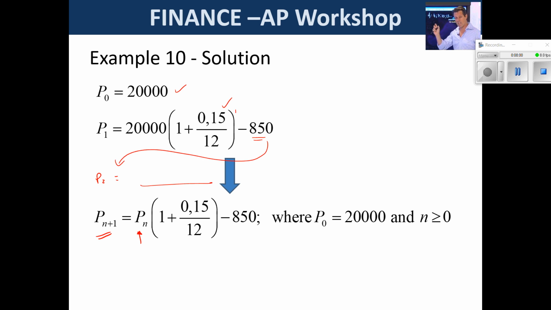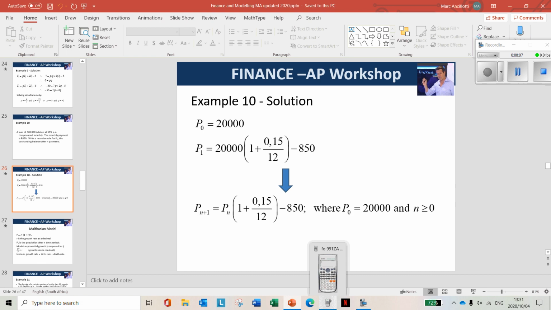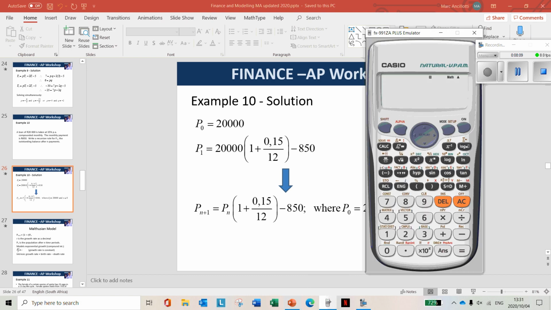I just want to take a break and pull up my calculator so I can show you a few things. So if I just pull up my calculator here, I can say, all right, what is my initial population? My initial population is 20,000.